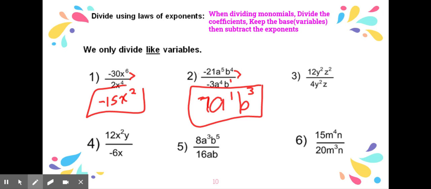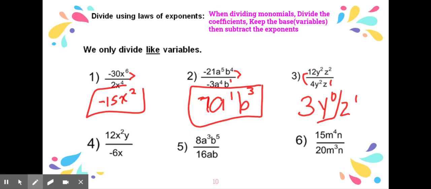Number 3, you're going to divide your coefficients. 12 divided by 4 is 3. Keep your y. Subtract your exponent. 2 minus 2 is 0. And then we have z to the 2nd divided by z. So you're going to keep your z, subtract your exponents, and get 1.